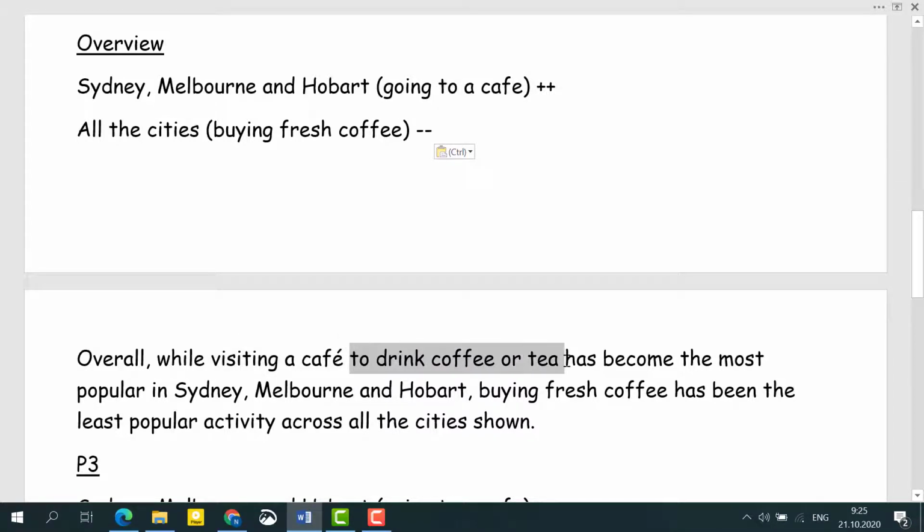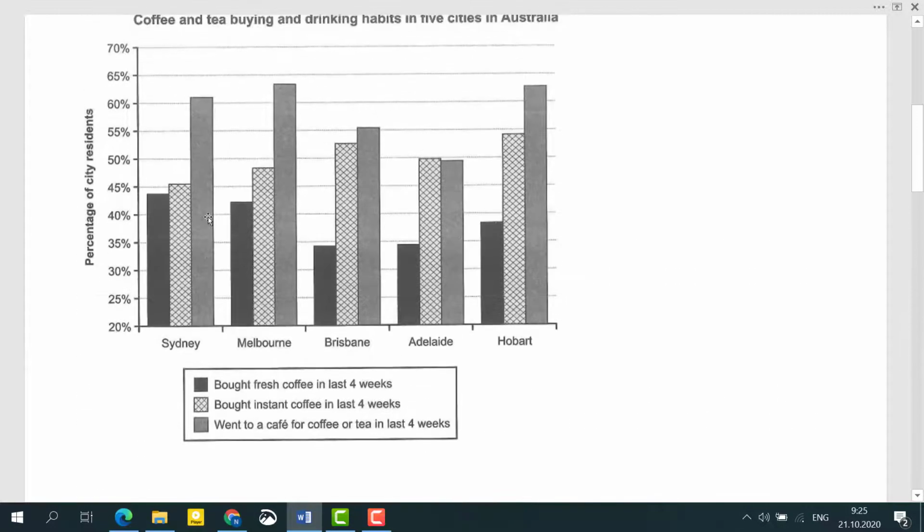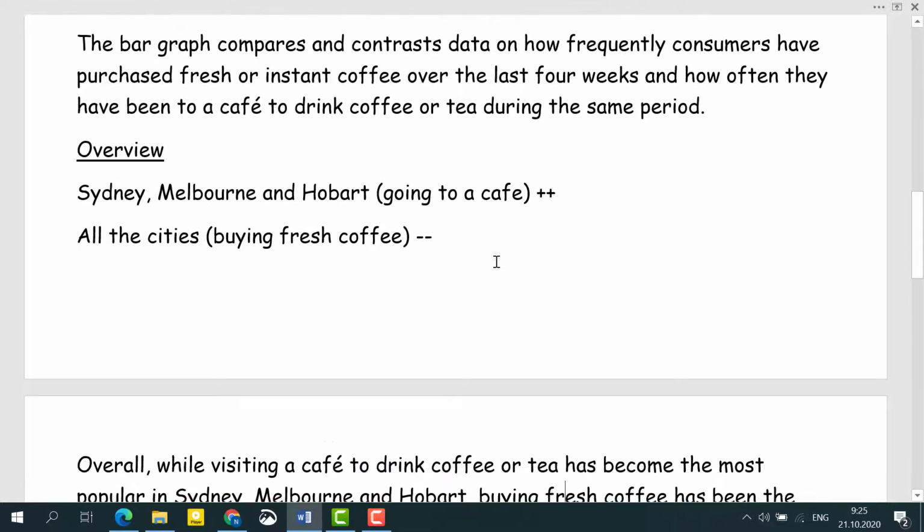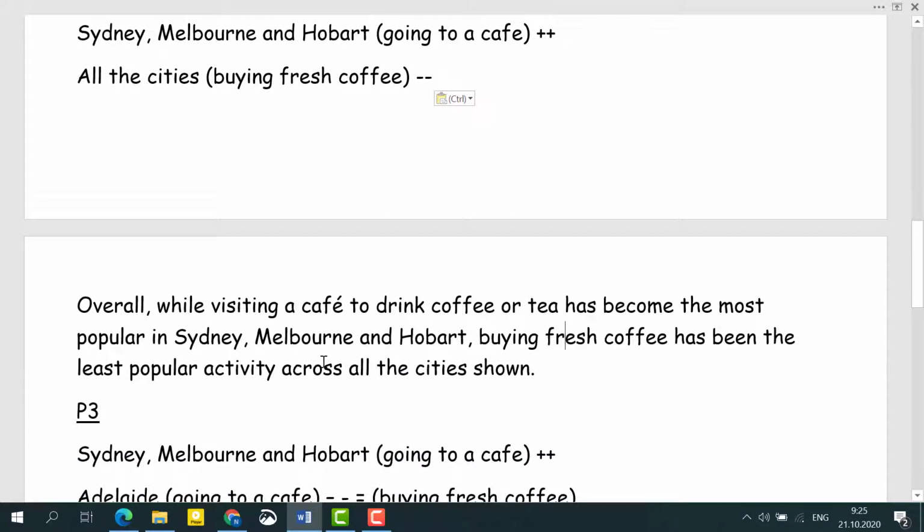To drink coffee or tea has become the most popular in Sydney, Melbourne, and Hobart. Why the most popular? Because the percentages are the highest. Okay, so in Sydney, Melbourne, and Hobart, comma, so remember, while A, comma, B, now we're showing the difference. So here we are showing the largest figures, and here we're showing the lowest figures here.